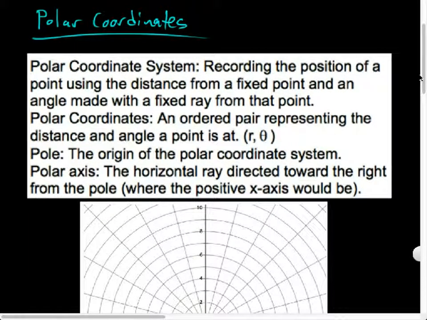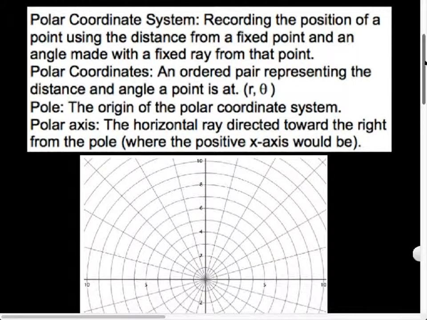I've got a handful of little definitions here. The polar coordinate system is recording the position of a point using the distance from a fixed point and an angle made with a fixed ray from that point. So instead of having a rectangular coordinate system in which I'm marking points by over 2 and up 3, with an x and a y, a horizontal and a vertical component to my ordered pair, I'm going to recognize the location of exactly the same point, but with a different means of doing it.